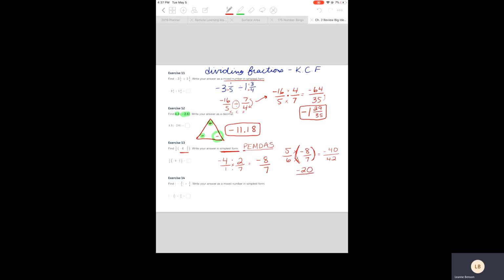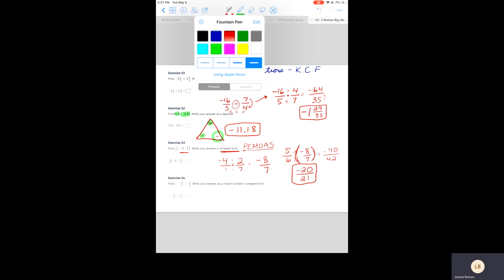So I have negative 20 over 21. And I think that's the furthest you can go, right? The only thing that goes into 21 is 7 and 3, neither of which go into 20. So that would be my final answer. And again, it's negative because I had that negative value with the 4.